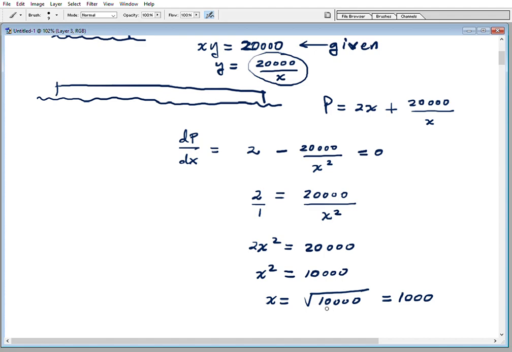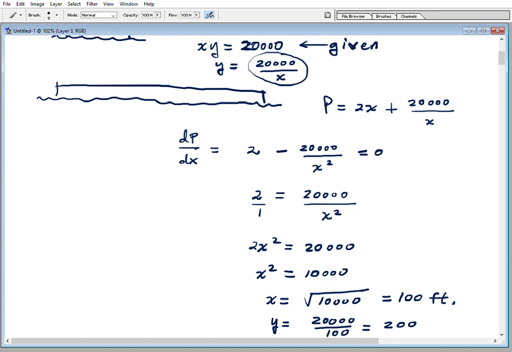Sorry, x is equal to 100. The square root of 10,000, so x is equal to 100. And we have that y is equal to 20,000 over x, so 20,000 over 100, so we have 200. So those are the dimensions that minimize.